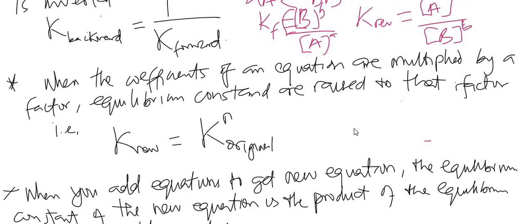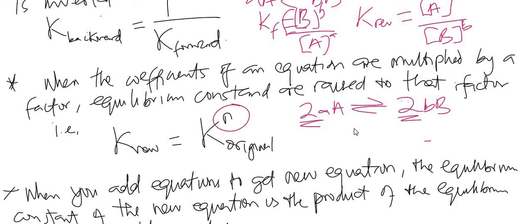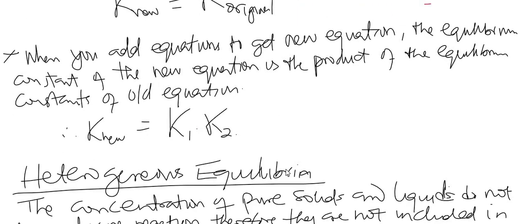When the coefficients of an equation are multiplied by a factor, the equilibrium constant is raised to the power of that factor. For example, if we have this expression, we can see this equation is multiplied by a factor of 2. So the new equilibrium constant will be raised to that factor, in this case 2. We have K new equals K original raised to power n. When you add equations to get a new equation, the equilibrium constant of the new equation is the product of the equilibrium constants of the old equations. So if we have K1 and K2, the new equilibrium constant will be the product of these two.